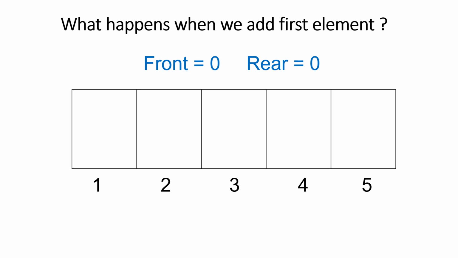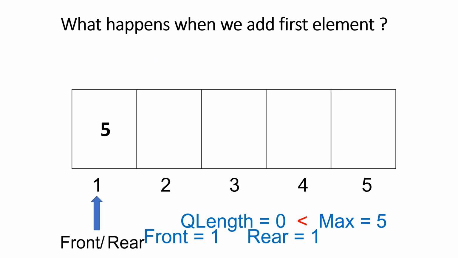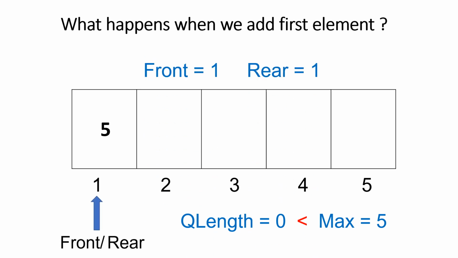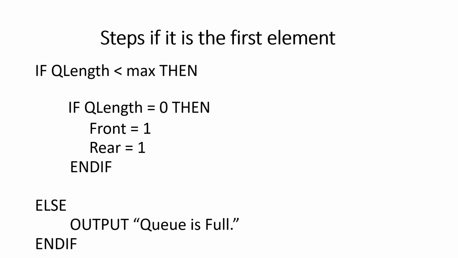Let's understand this logic before we continue with pseudocode steps. Imagine queue is empty. Queue length is less than max. As queue is empty means front and rear are 0. The element which we will insert is the first element to be inserted. So front and rear both will point to index 1 and element 5 gets stored there. Now we got few steps to replace dotted lines. If queue length is 0 means if queue is empty, then front and rear both point to index 1. Easy, right?